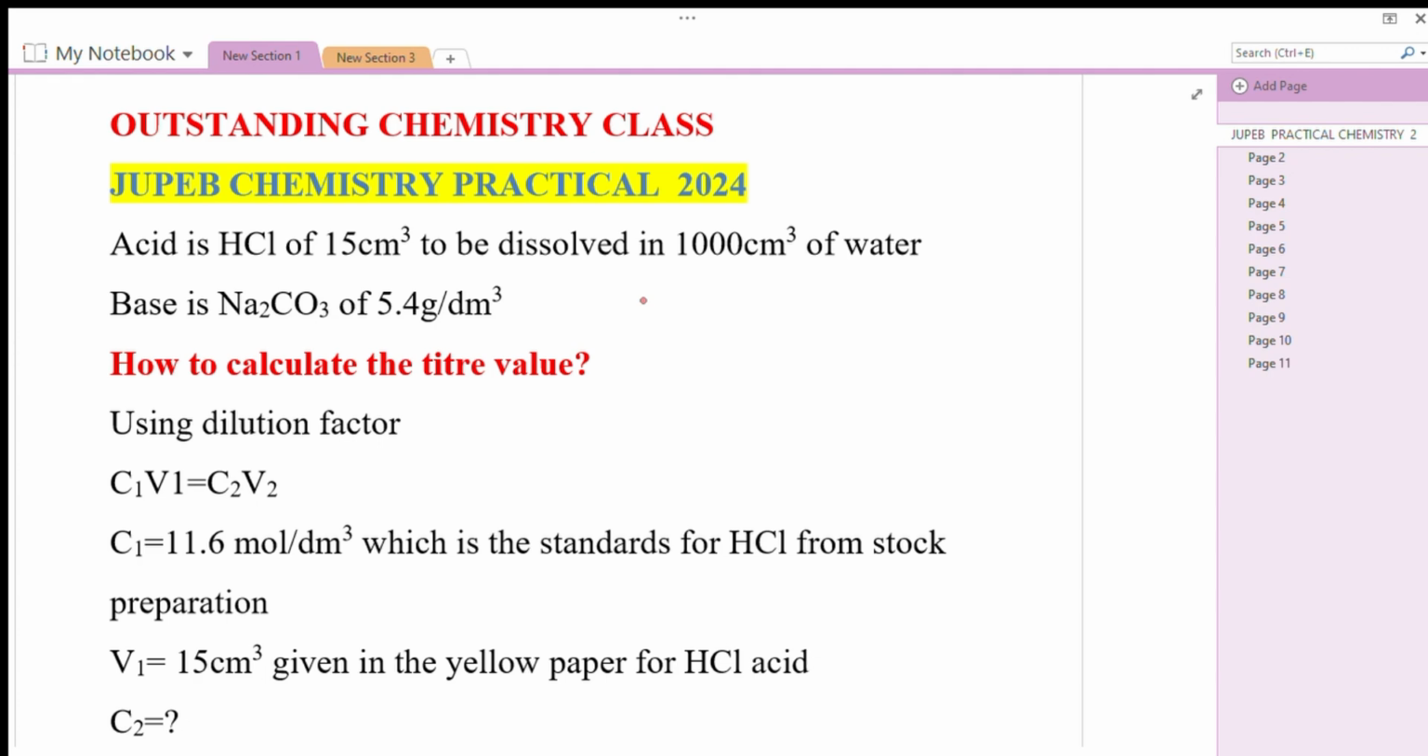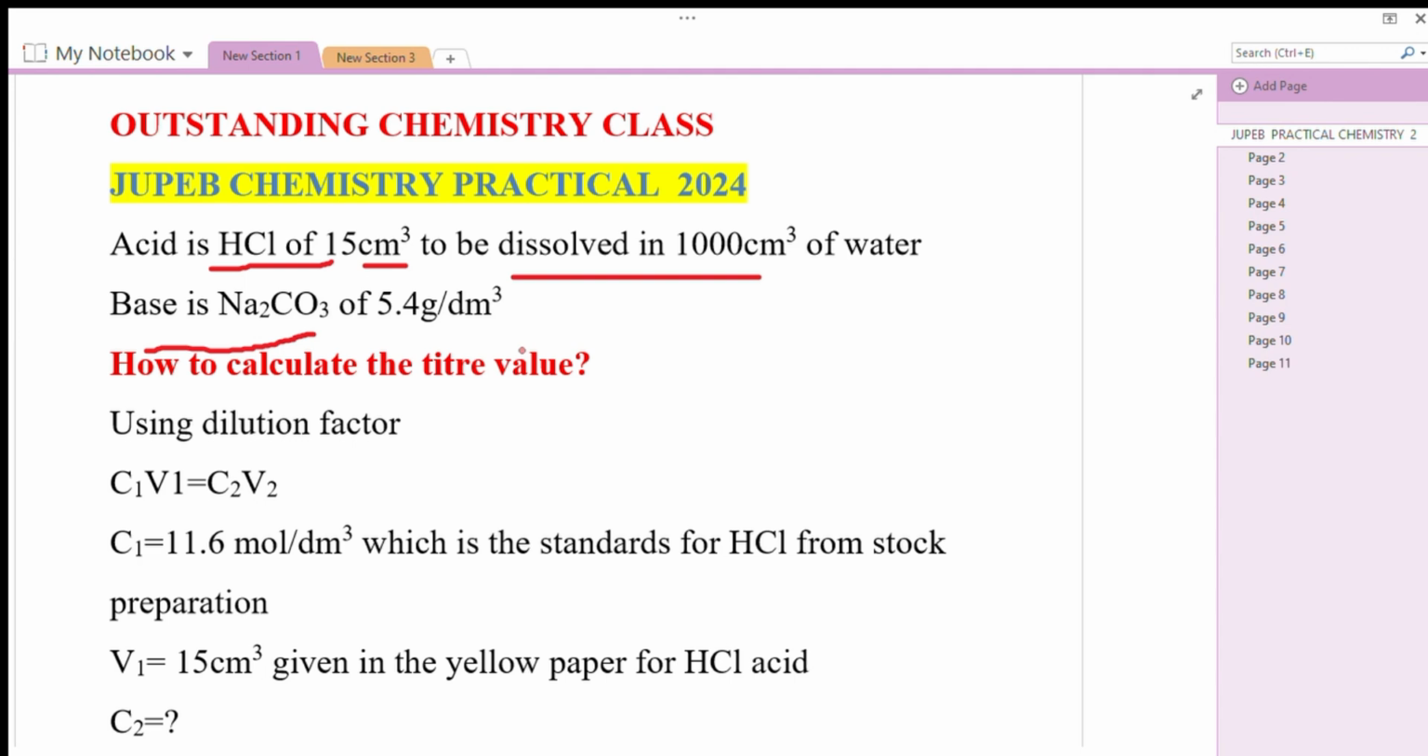Let's look at what we have in store for us today on this practical. Quickly, the acid given this year is going to be hydrochloric acid, 15 cm³ to be dissolved in 1000 cm³ of water, and the base is sodium trioxocarbonate, 5.4 gram. This area concerns the instructors, be it lecturers or instructors that will prepare this practical for JUPEB students.